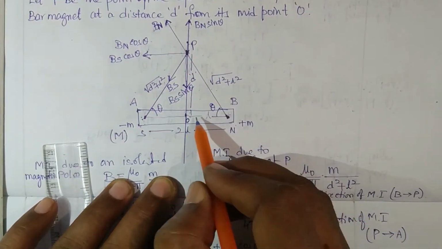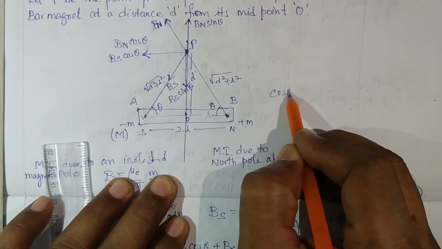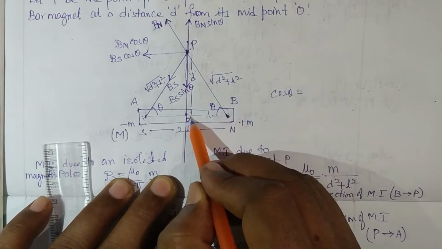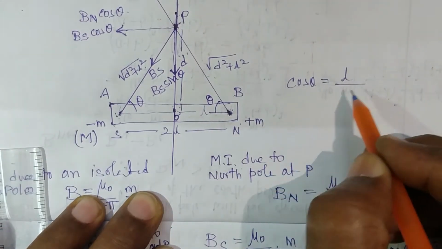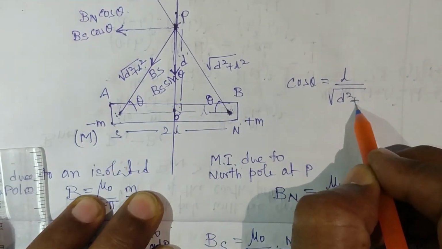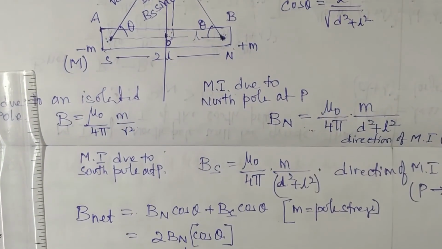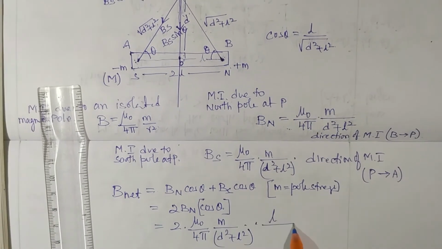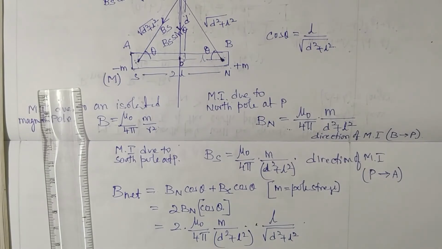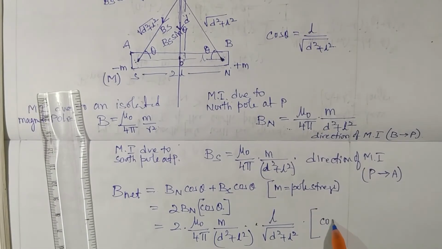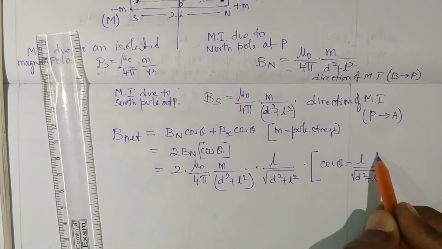So in this right angled triangle POB, what is cos theta equal to? Cos theta is equal to adjacent side by hypotenuse. The adjacent side here is L, and the hypotenuse is the square root of d square plus L square. Therefore, in the place of cos theta in this equation, I will write L by square root of d square plus L square.